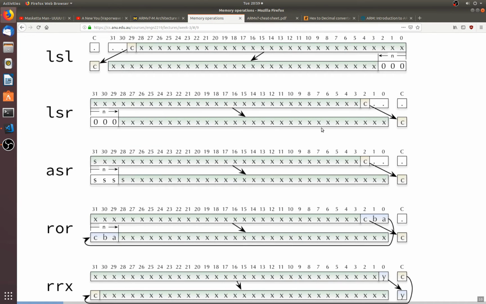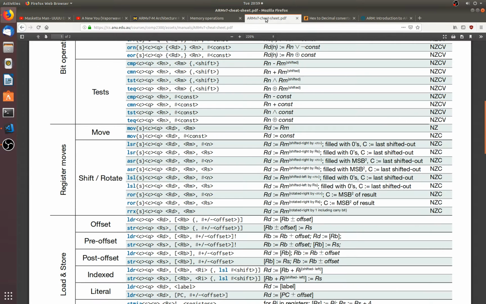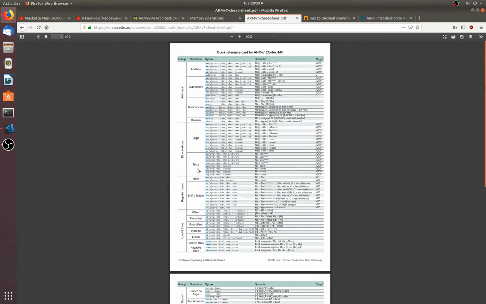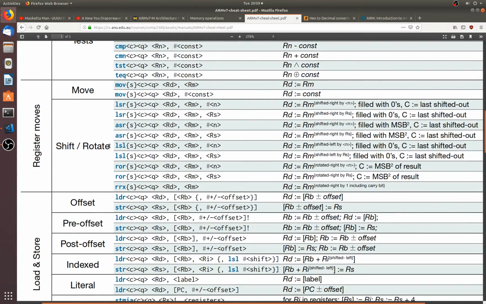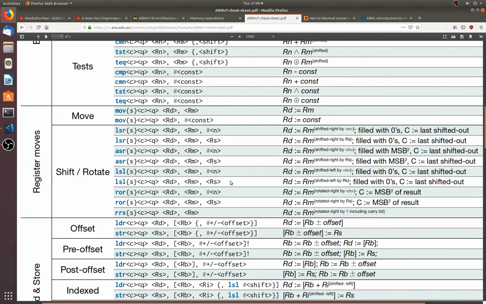So what are bit shifts and rotations? First of all, if we go on our cheat sheet here, there's a nice section under register moves. This is on the first page, about three quarters of the way down. Under register moves, we have shifts and rotates. These are all the different shifts and rotates on your cheat sheet, and we're going to have a look at some of these. Some of them will take a constant, some of them will take a register, and as usual, you've got what you're operating on and your destination. Cool, so let's have a look at some practical examples and also have a look at what they do.